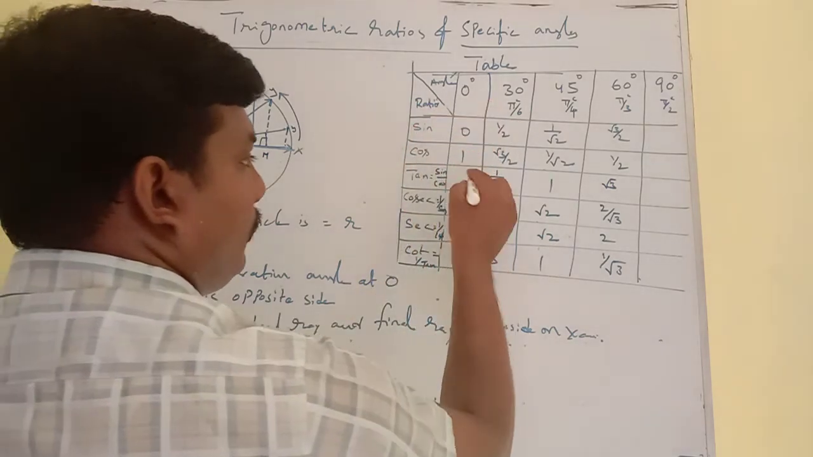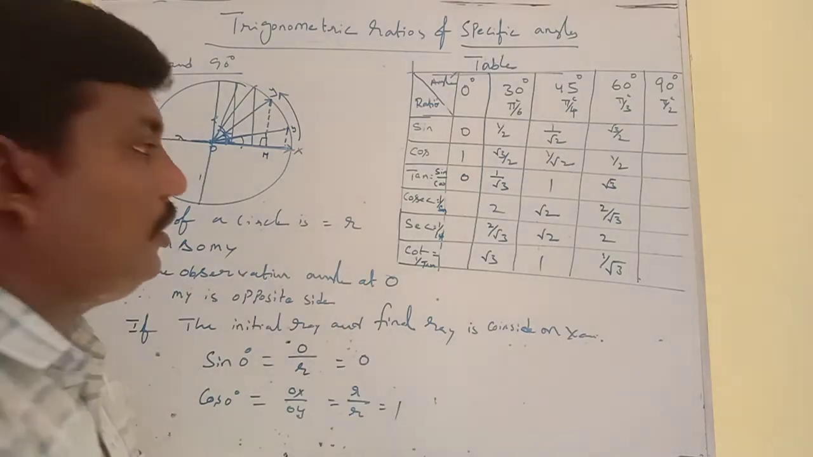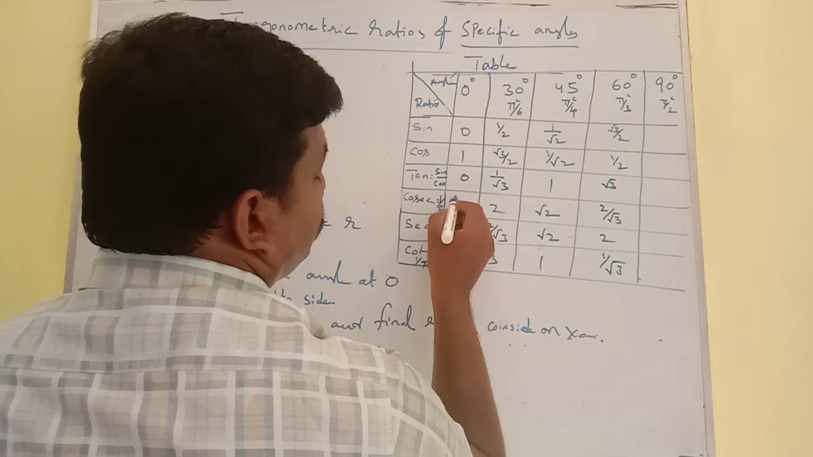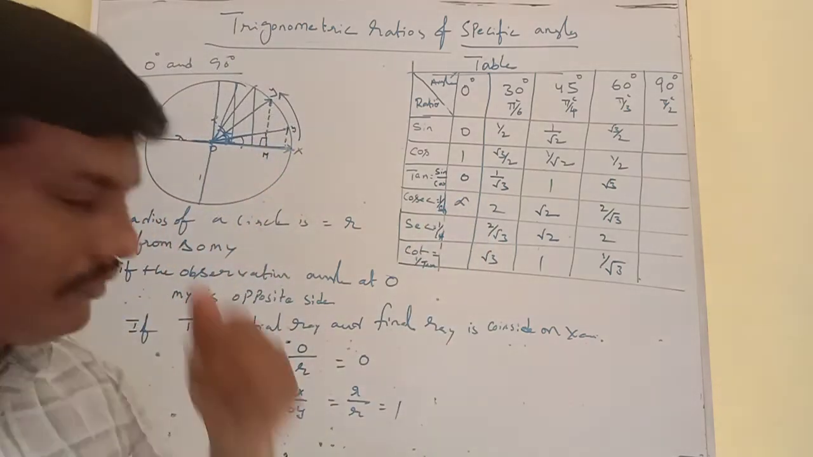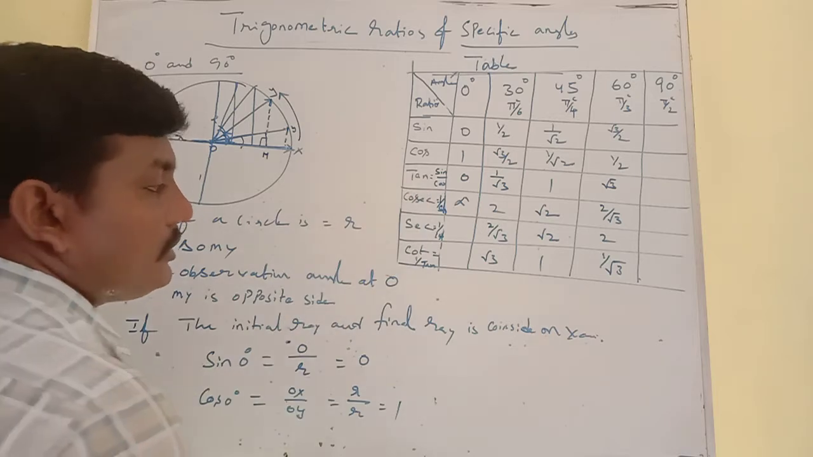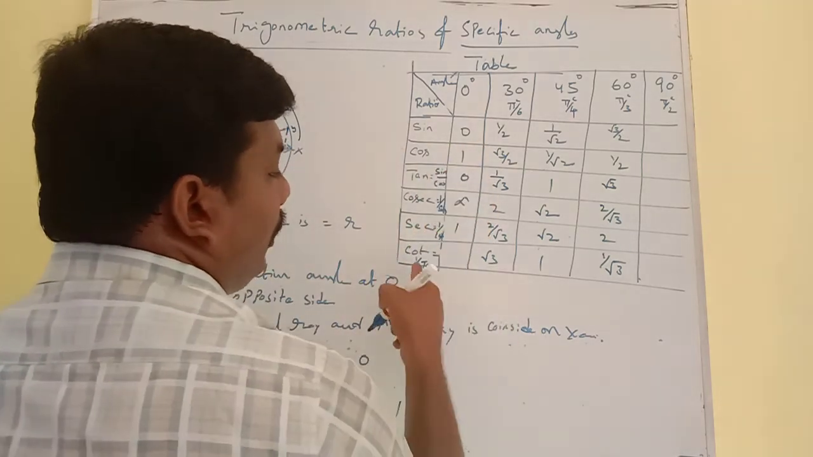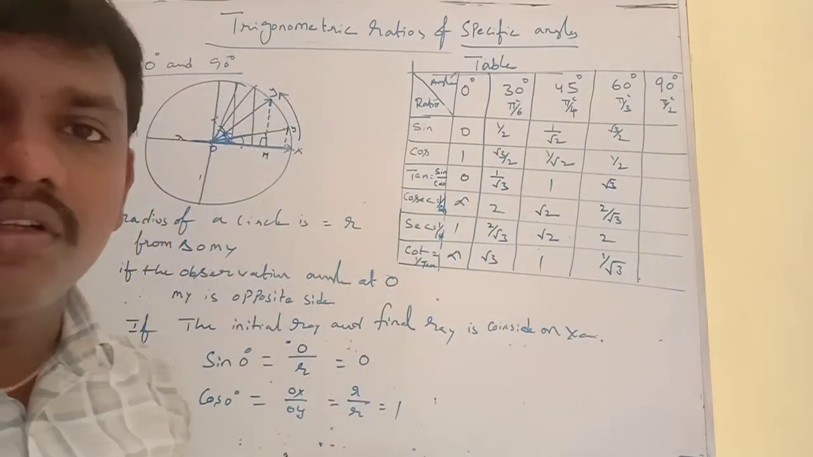What about tan? Sine by cos, 0 by 1, that is 0. What about cosecant? 1 by 0, the reciprocal. 1 by 0 is undefined, infinity. Next, secant 0. Secant 0 is the reciprocal of cos 0, that is 1, and cot 0 is also infinity. This is about 0 degrees.